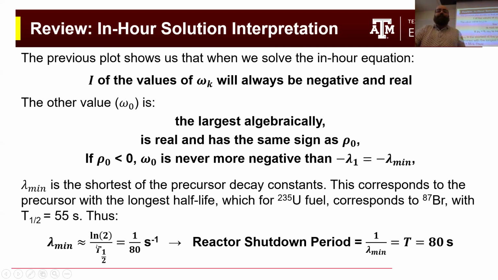So if you know its half-life, you can figure out what the corresponding lambda minimum is, which is 1/80. And then we talked about the reactor period, which is the inverse of that time constant. So the reactor shutdown period is the inverse of that minimum time constant, which corresponds to 80 seconds. What that tells us is that if the reactivity insertion in our system is negative, this 80 seconds is the fastest that our reactor could possibly shut down. In reality, it's probably going to take longer than 80 seconds, but the reactor shutdown period would be a characteristic time of 80 seconds.